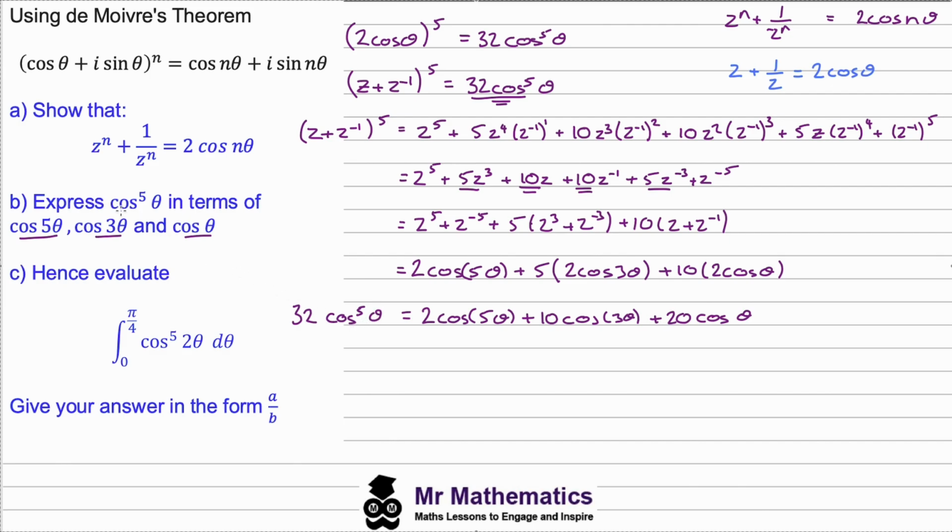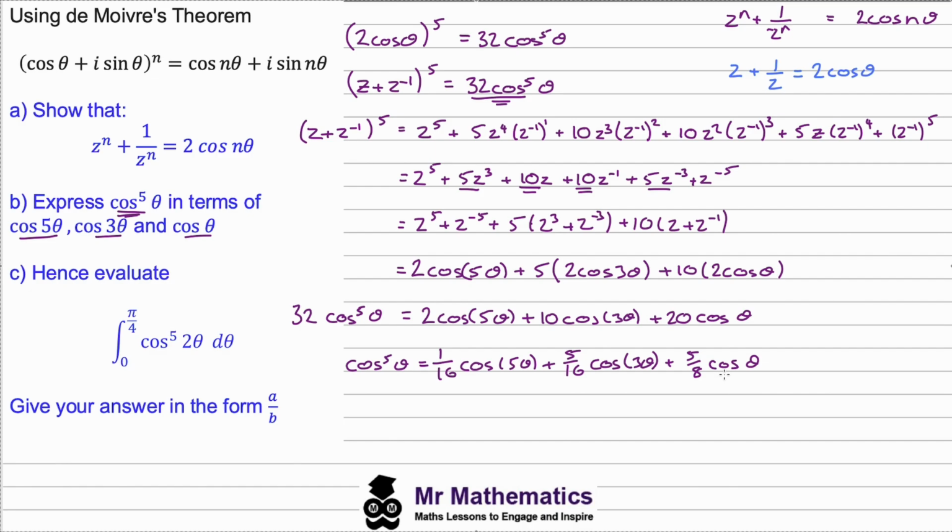We were asked to write this term in terms of what we have on the right-hand side. So all we need to do is divide both sides by 32. So cos to the 5 theta will give us 1 over 16 cos 5 theta plus 5 over 16 cos 3 theta plus 5 over 8 cos theta. And this is what we were asked to show. Okay?